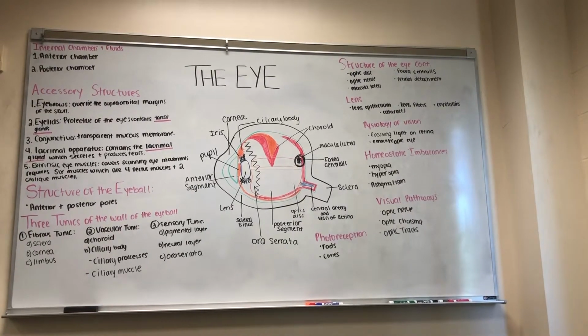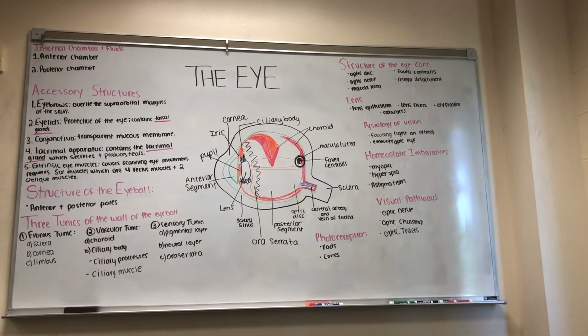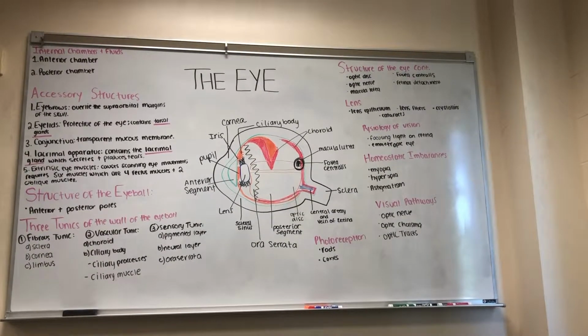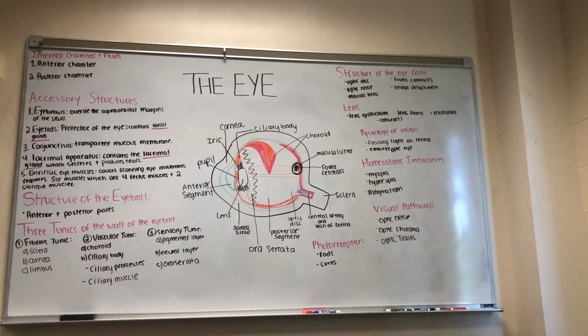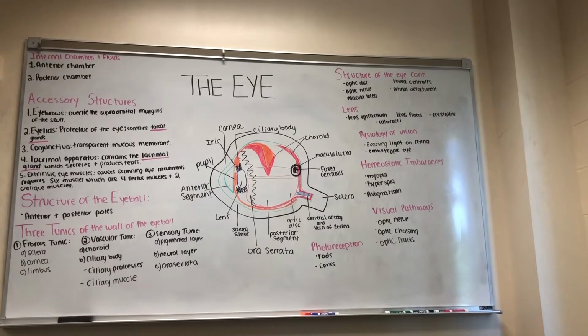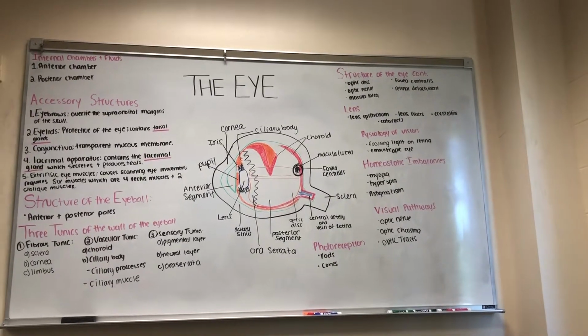Physiology of Vision is focusing light on the retina and focusing for distant vision. When it comes to focusing for close vision, you need accommodation of the eye, near-point vision, and constriction of the pupils. Some homeostatic imbalances of the eye contain myopia, which is a nearsightedness.